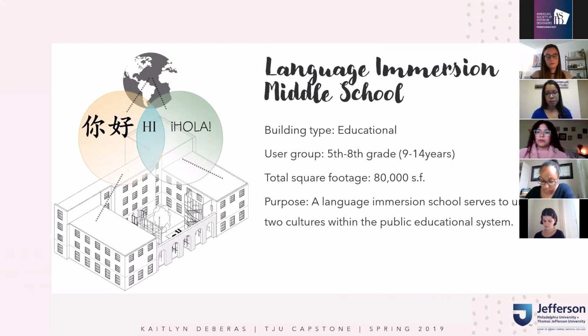So for this, it's grades 5 through 8, and it was an existing building in Philadelphia, around 80,000 square feet. And the main goal was to show that a language immersion school can serve to unify two cultures within the public school system.